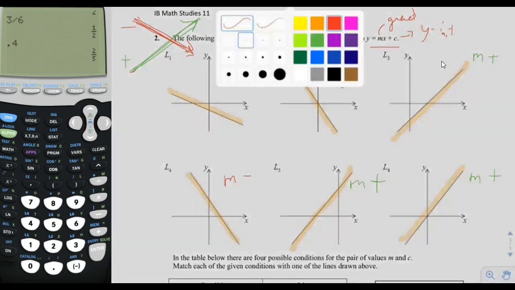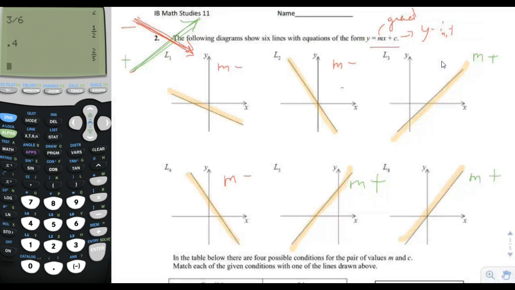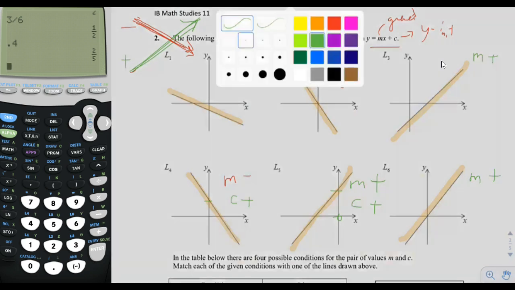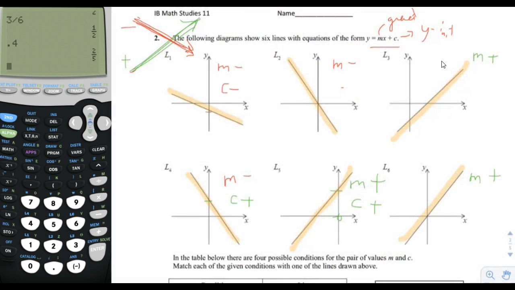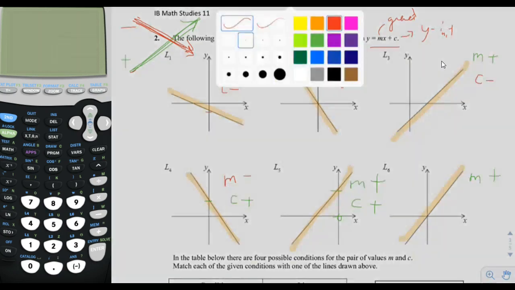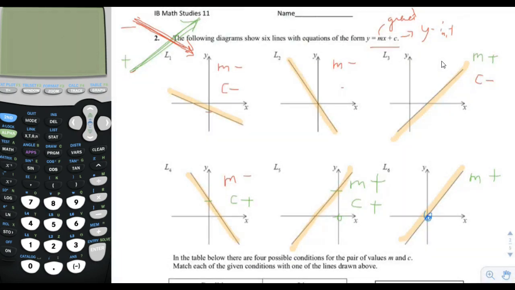So now what about the c value? When is the c positive? Well, the c is positive whenever it crosses the vertical axis above the origin. So like here, the c value is positive. Where else? Here the c is positive. Okay. What about where is the c negative? Well, here the c value is negative. And here the c value is negative. Okay. And what about these other two? Well, like here, the c value is actually 0, right? And this one too, the c value is 0.